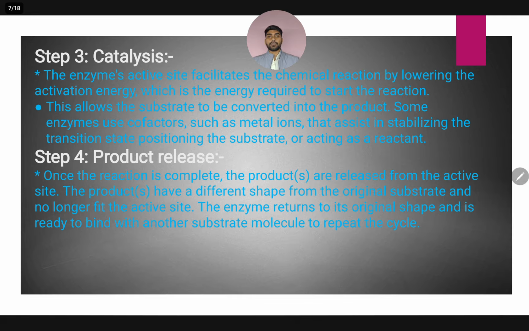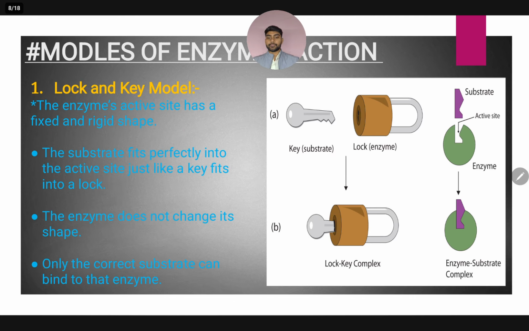Now read about the models. Scientists have proposed models to explain this binding process. The first is the lock and key model. In this model, the enzyme's active site is viewed as having a fixed and rigid shape. The substrate fits perfectly into the active site, just like a specific key fits into a lock. According to this model, the enzyme does not change its shape; only the correct substrate can bind.